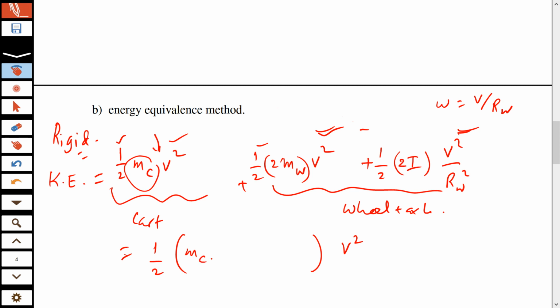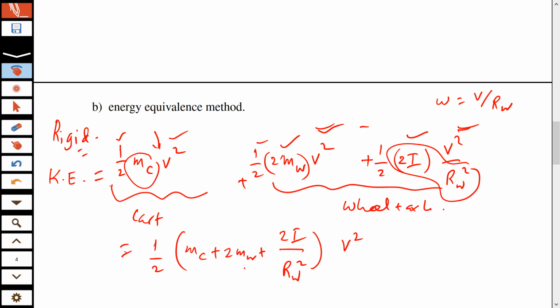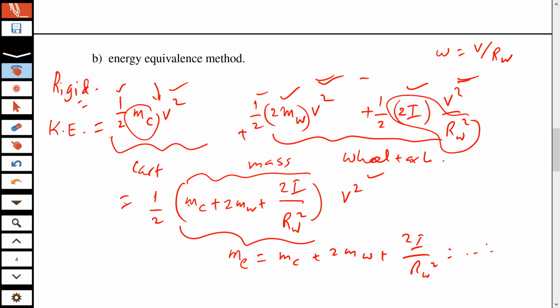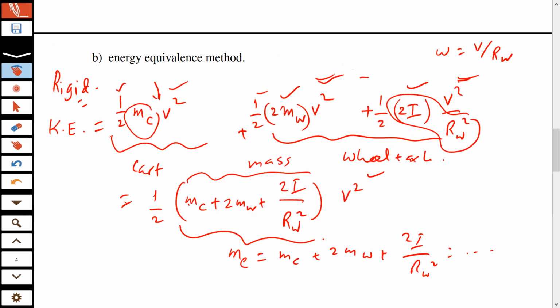So now we just need to combine whatever is multiplying v squared. So it is m_c, it is 2 times m_w, and it is 2 times I. And don't forget this thing because we have this denominator as well. Yeah, so you have pretty much the same thing. This, you remember, is the effective mass or equivalent mass, because you must have mass here and then v squared. So instead of these individual masses, you now have an effective mass, which can be calculated. You can plug the values and you can have an expression for this. And once you have that, the rest is very easy.